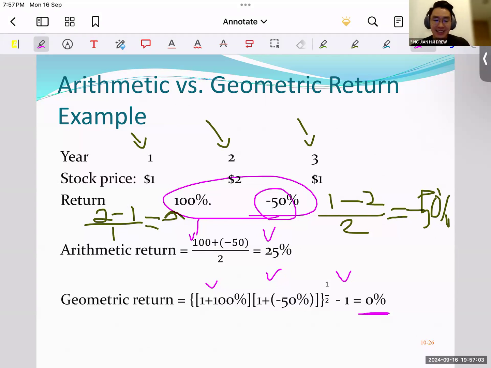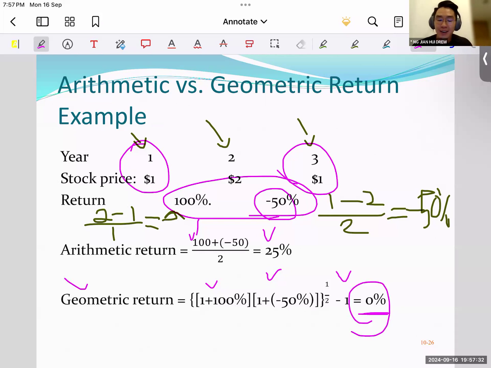Let's think about it in non-finance terms, just look at the stock price. Can you see that if I buy the stock at $1 in year 1, and in year 3 I sell it for $1, do I make any money? No, correct? Now, geometric return says you make 0 money, which is correct. But arithmetic says, hey, you're making 25%? That's not true, right? You make 0. You know that if you just look at the numbers, without even talking about finance. So in this very simple example, we can see that geometric is the right way to understand it.